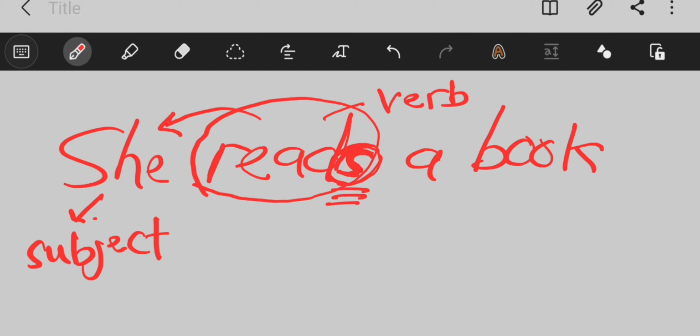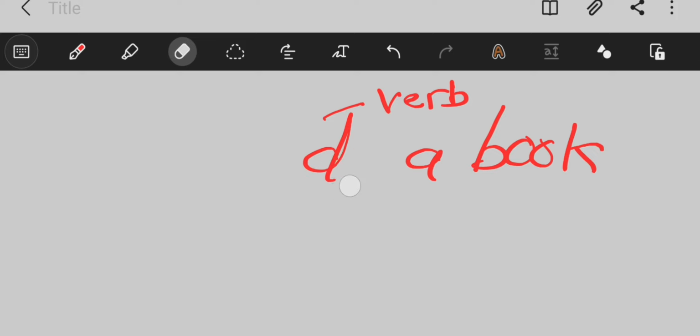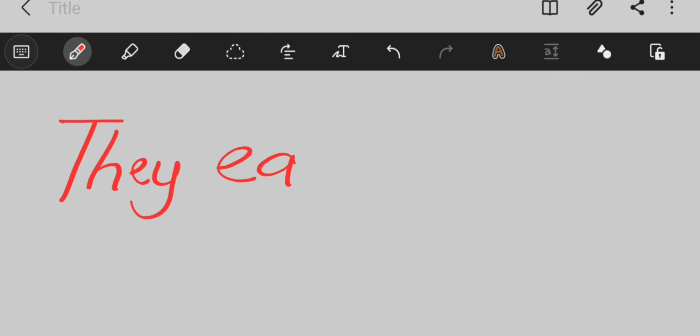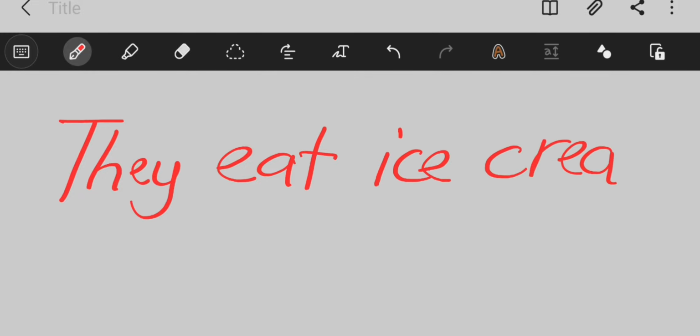Okay, let's say the subject is more than one, lebih daripada seorang. Then, wait, I'm just gonna show you another example. If the subject is more than one, for example, they, which is mereka, so more than one. They eat ice cream. This is the example from the video, I think. They eat ice cream.